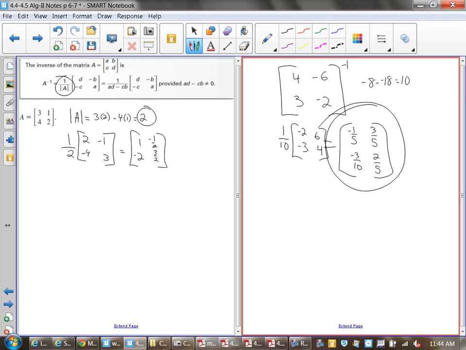Okay. Remember, if you multiply a number by its inverse, you get 1, right? 2 times 1/2 is 1. 33 times 1 over 33 is 1. When you multiply a matrix by its inverse, you get the identity matrix, which is 1s along the diagonal. And it works for any dimension matrix if it's square. But we're only going to deal with 2 by 2 dimensions.